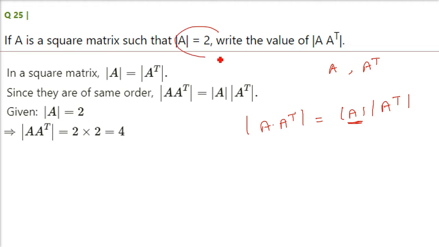The value of determinant of A is already given in the question. It's 2. If you take the transpose, the determinant won't change. So determinant of A and determinant of A transpose will be the same. So it is 2. 2 into 2 is 4. The answer is 4.